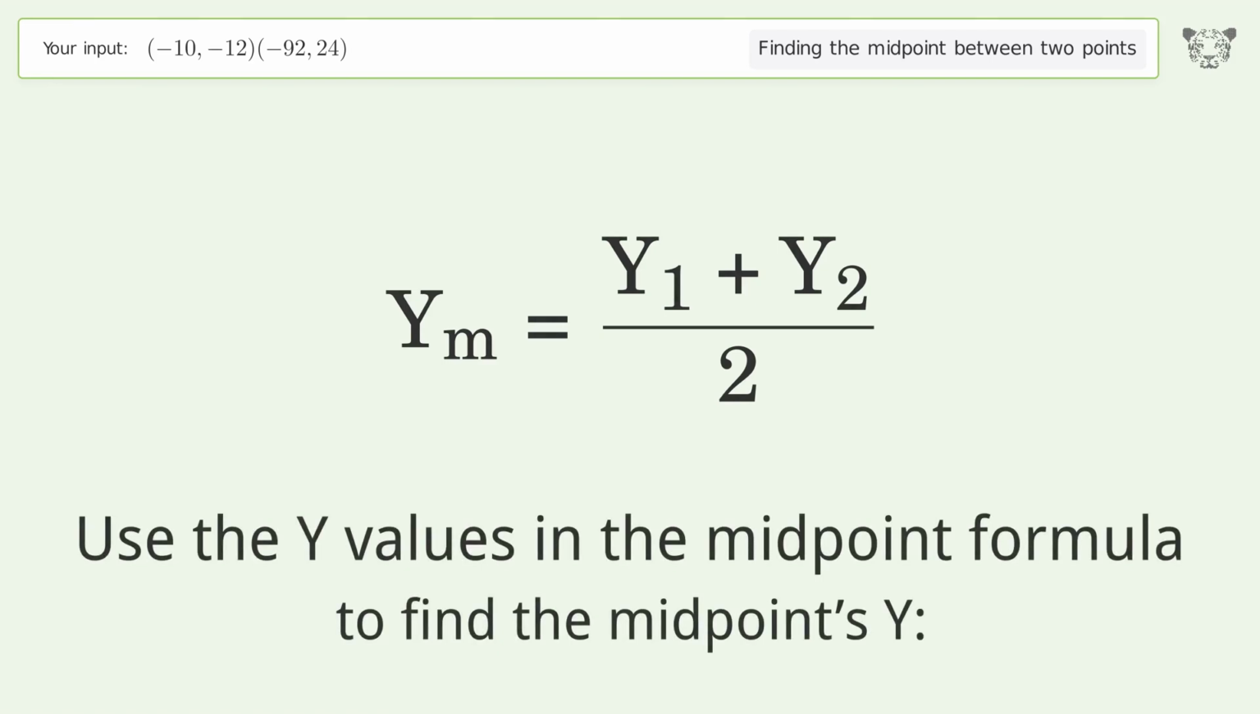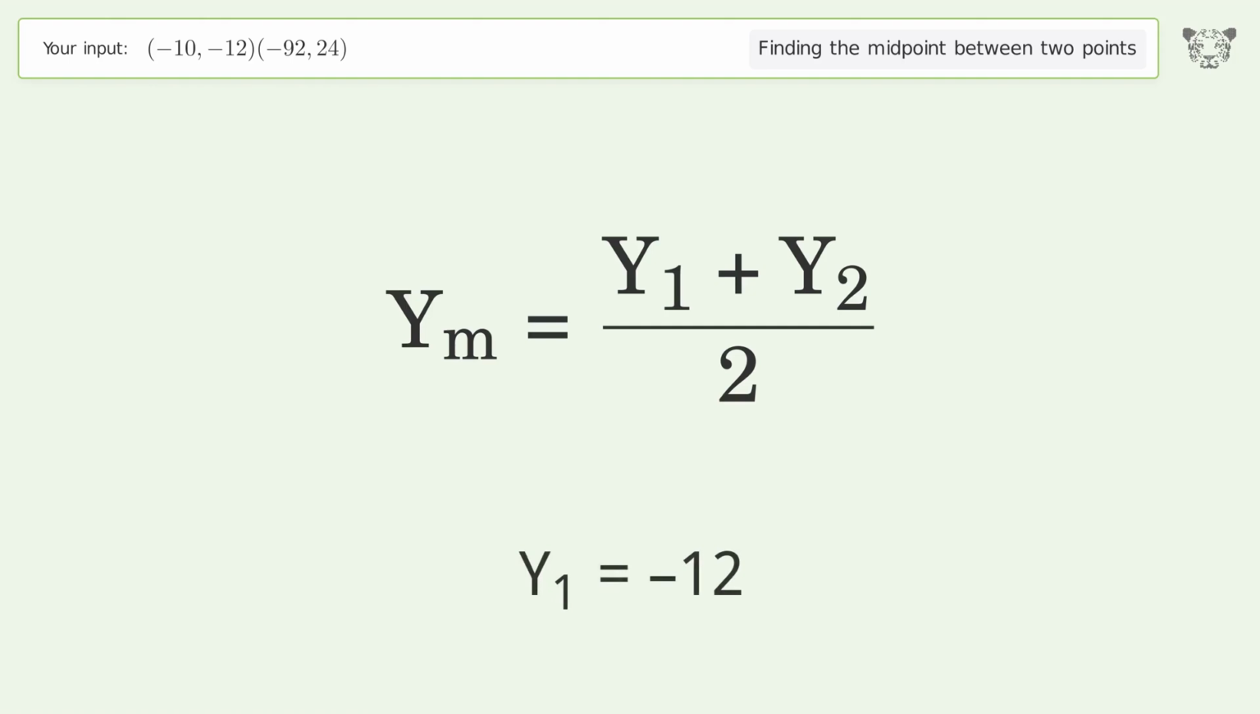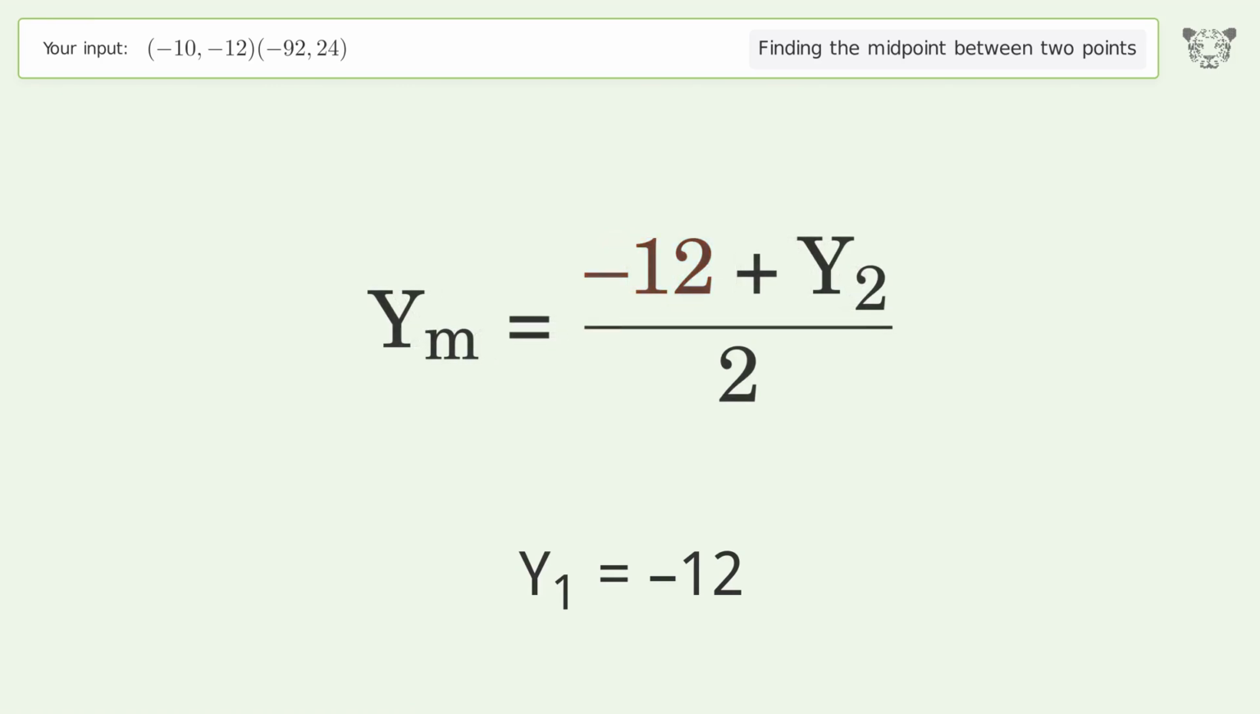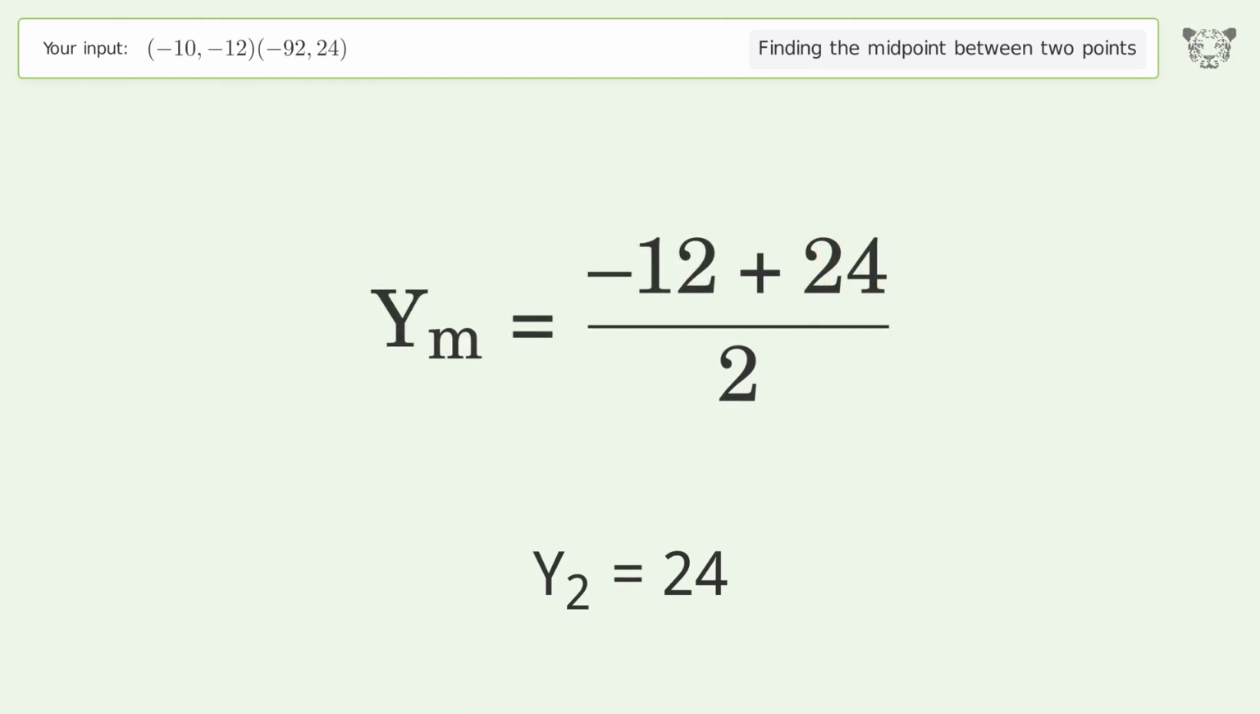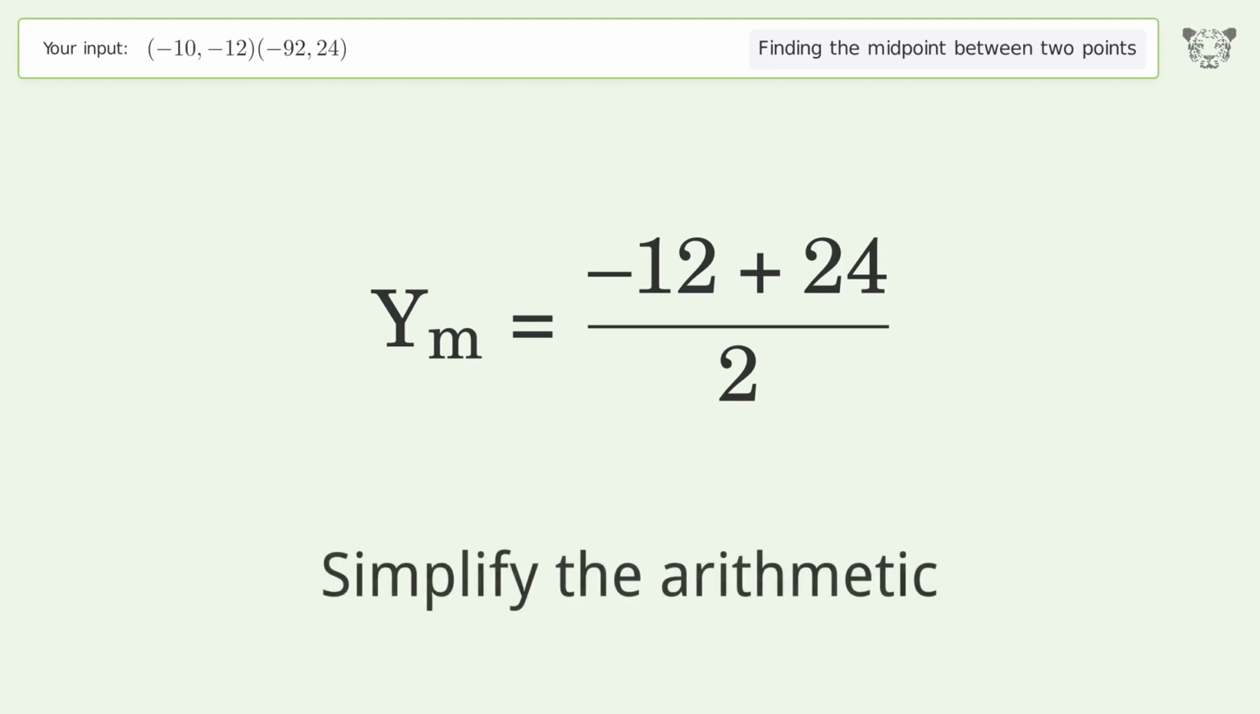Use the y values in the midpoint formula to find the midpoint's y. y1 equals -12. y2 equals 24. Simplify the arithmetic.